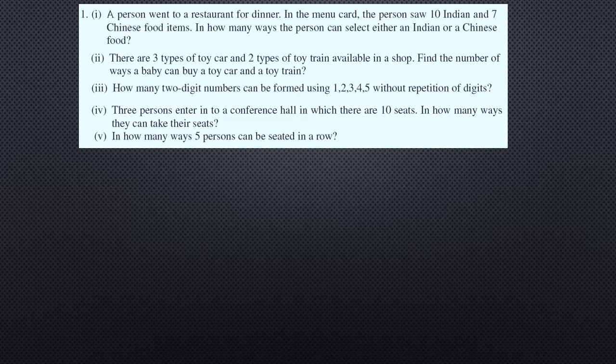Fourth subdivision, 3 persons enter into a conference hall in which there are 10 seats. In how many ways can they take their seats? Fifth subdivision, in how many ways can 5 persons be seated in a row? Here there are 5 types of questions. Let us discuss one by one.